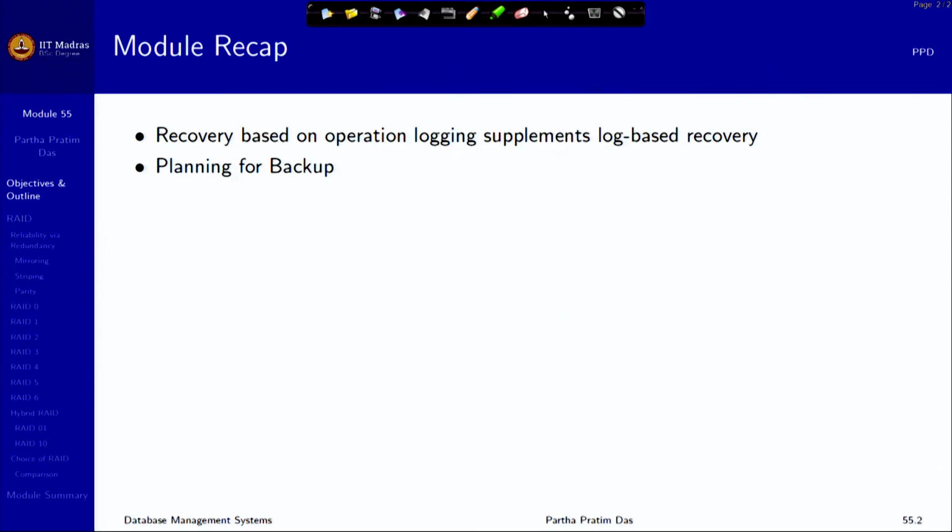In the last module, we discussed operation logging, which supplements the log based recovery and provides a complete scheme for recovery, and we outlined a few issues which should be taken into consideration while planning for backups.